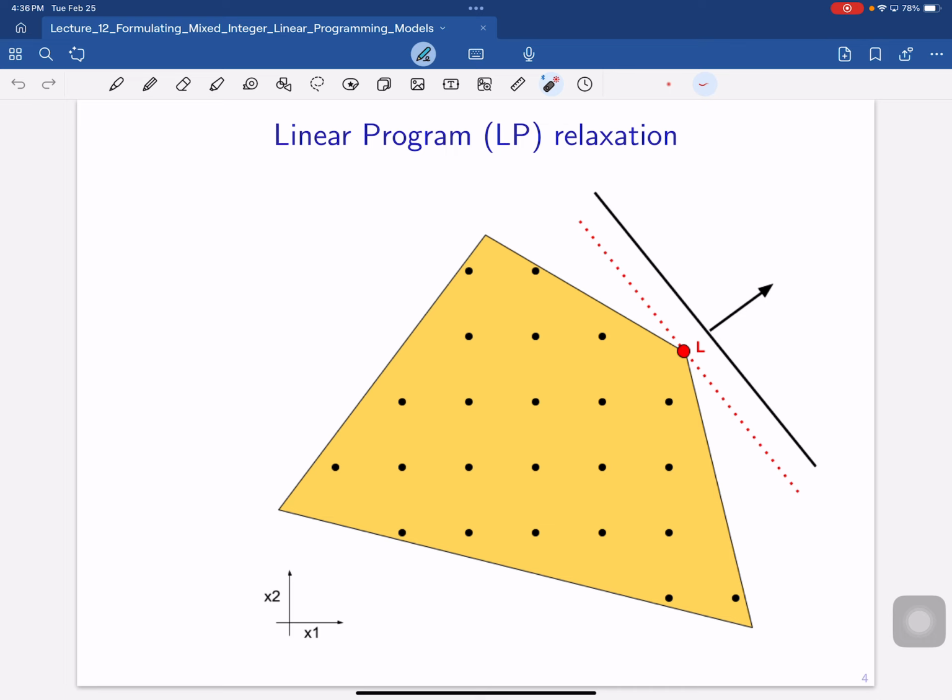This point is a feasible point for the linear programming relaxation, but it's not feasible for the original problem with the integrality constraints. Right? But you can start from there. The nice thing about the linear programming relaxation is that it gives you a lower bound of the original problem if you are minimizing. Right? So why is it a lower bound?